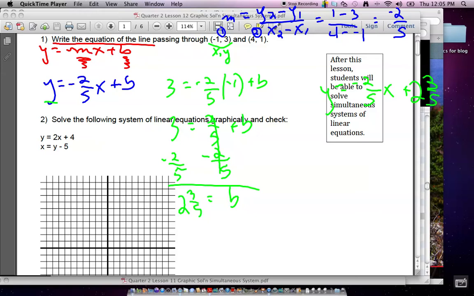Now, that is definitely the kind of thing that's coming on a future quiz. So you want to know how to do that. And it's a pretty challenging question. It's not impossible, but it's pretty challenging. All right? Do we have any questions on this?